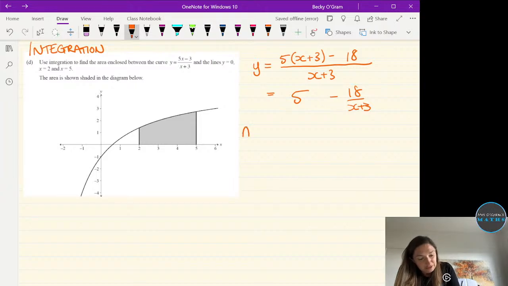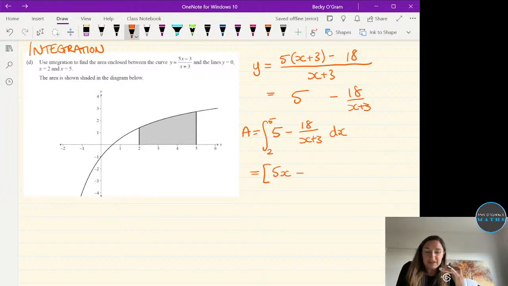All right, so the area is to find the integral of that function. We've now got it in terms that we can integrate quite easily, and we're doing that between 2 and 5. So 5 integrates to 5x. 1 over x integrates to natural log of x, so we bring the 18 out, then it'd be 1 over x plus 3, so that'll be the natural log of x plus 3. Sub in 5 and 2.